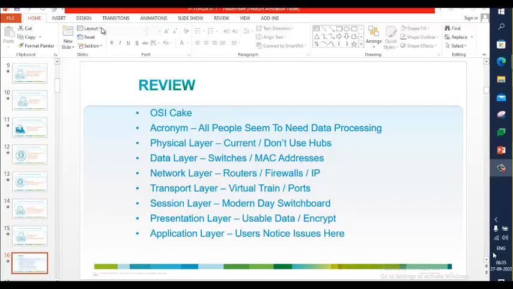As per the standard, this cannot be shuffled, because the standard should be the same as prescribed. So whenever someone asks you what is layer 4, it's always going to be the transport layer. When someone asks what is layer 6, it's always going to be the presentation layer.